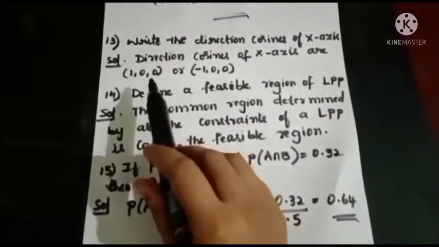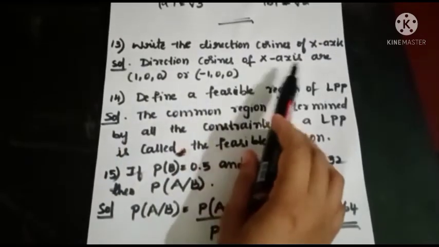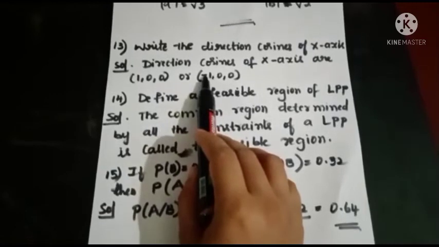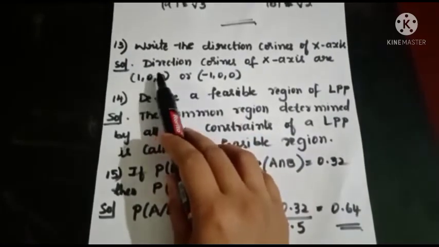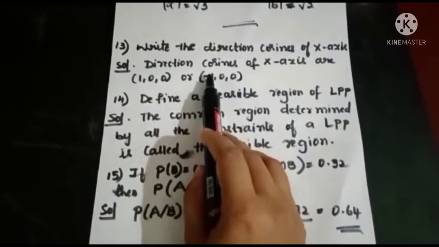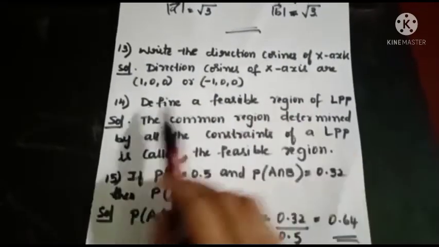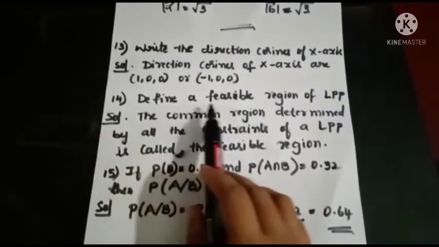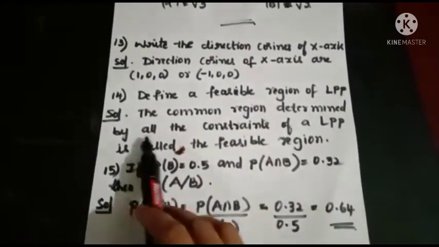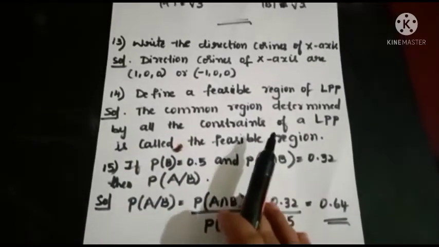Next, 13th question is write the direction cosines of x-axis. Direction cosines of x-axis are 1, 0, 0 or minus 1, 0, 0. The y and z places should be 0 and the x place should be 1 or minus 1. So these are the direction cosines of x-axis. 14th question is define a feasible region of LPP. The common region determined by all the constraints of a LPP is called the feasible region.